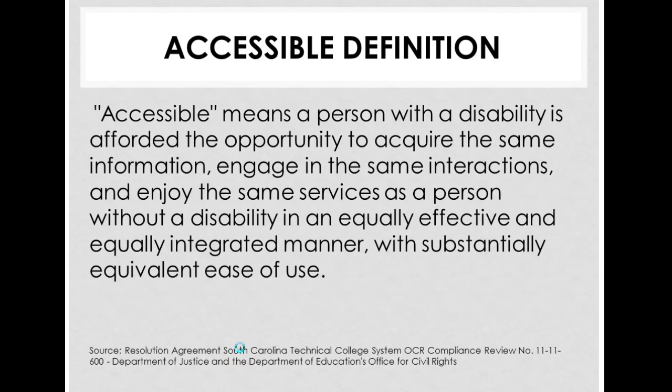So universal design is related to the concept of accessibility, and the definition is: something is accessible means a person with a disability is afforded the opportunity to acquire the same information, engage in the same interactions, and enjoy the same services as a person without a disability in an equally effective and equally integrated manner with substantially equivalent ease of use. So that's kind of a mouthful, but essentially we're talking about accessibility and learning. We're talking about giving them the same opportunities.